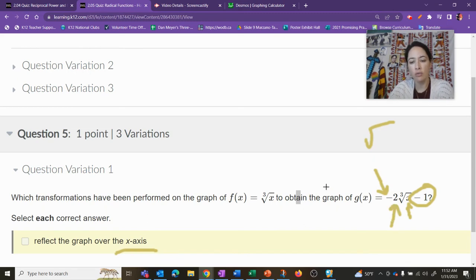This 2, that 2 is going to be a vertical compression or stretch, and that's where the words get to me. For me, this should be a vertical stretch by a factor of 2. Meaning if this is our normal graph, oh wait, we have a squiggly one, right? We're stretching it up by a factor of 2. Let's go see.